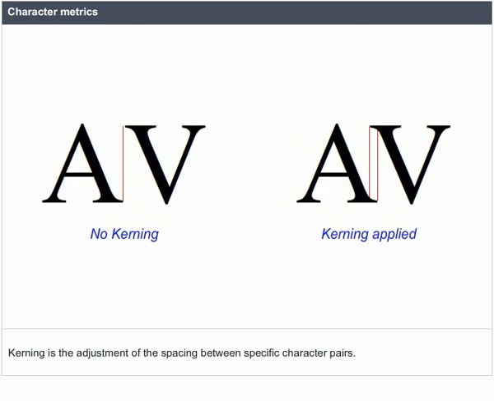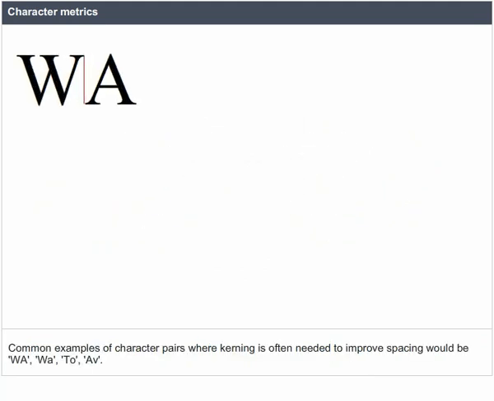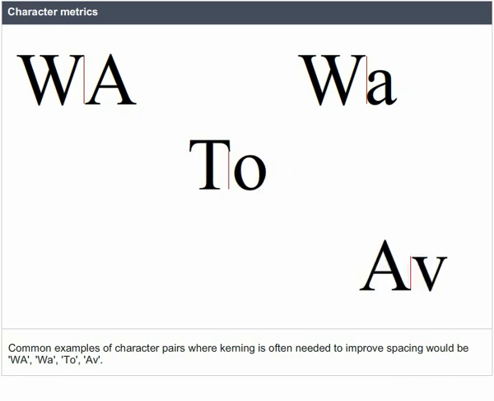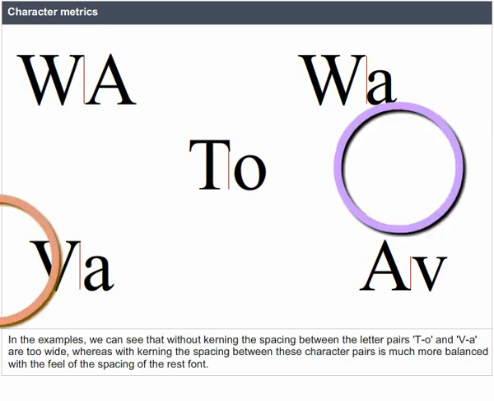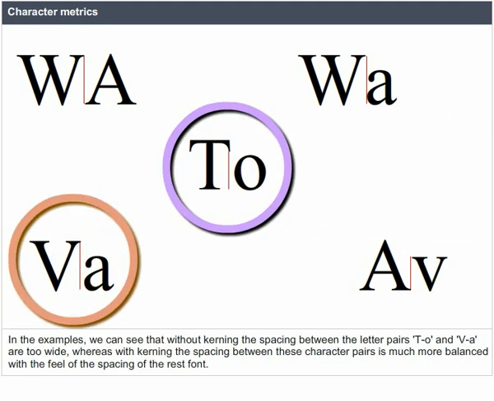Kerning is the adjustment of the spacing between specific character pairs. Common examples of character pairs where kerning is often needed to improve spacing would be WA caps, WA small, TO, and AV. In the examples, we can see that without kerning, the spacing between the letter pairs T, O, and VA are too wide, whereas with kerning, the spacing between these character pairs is much more balanced with the feel of spacing of the rest of the font.